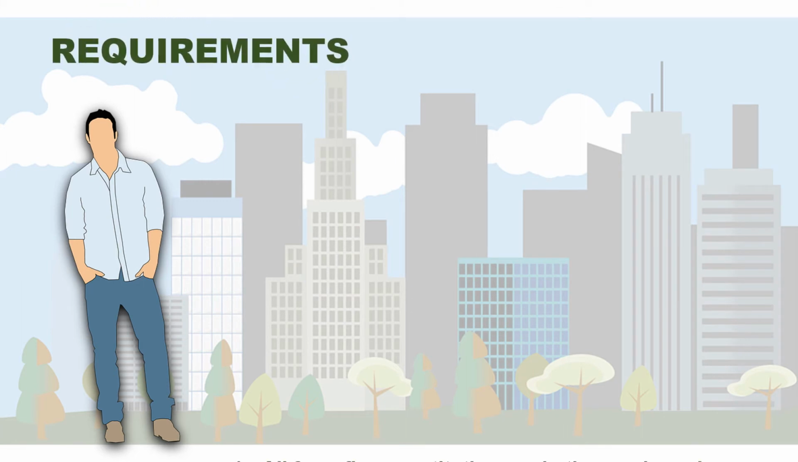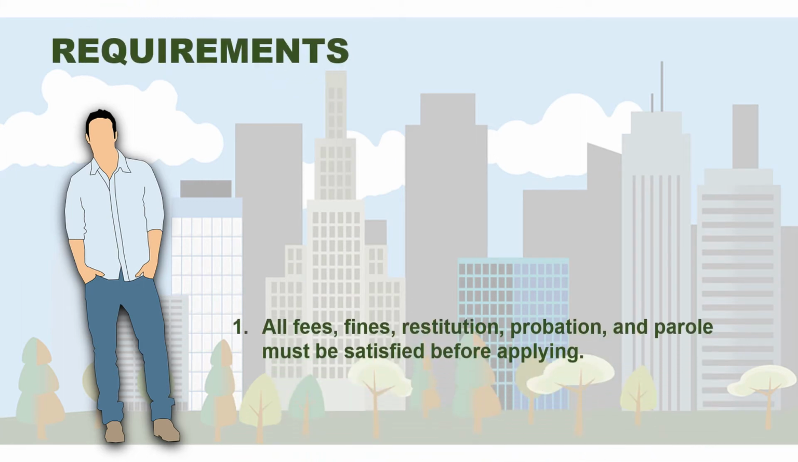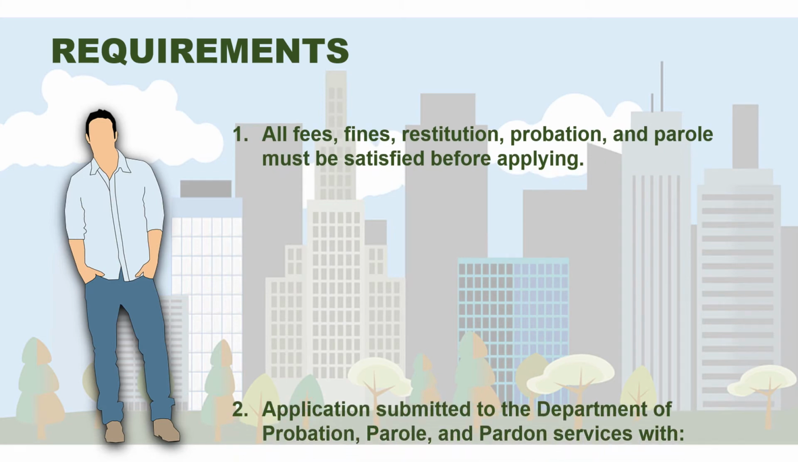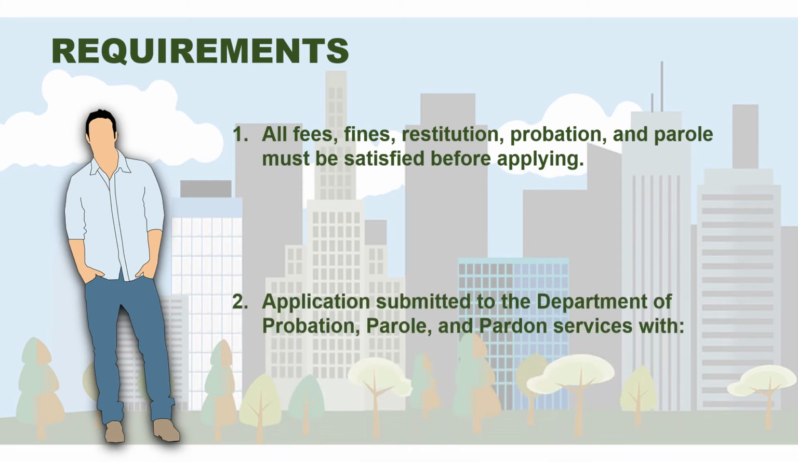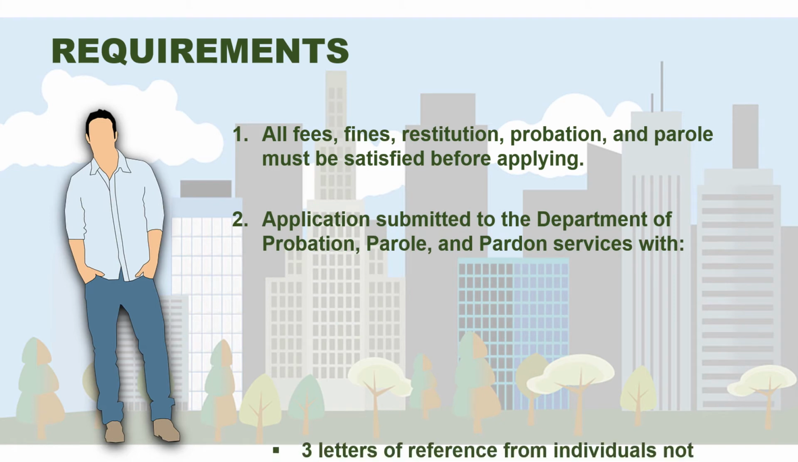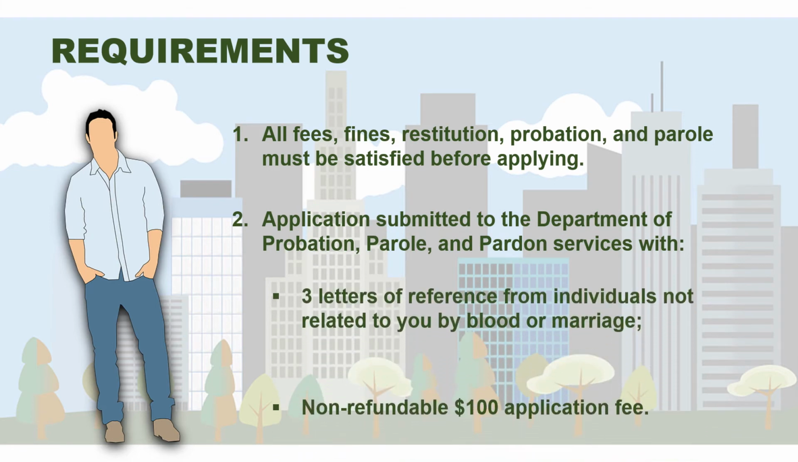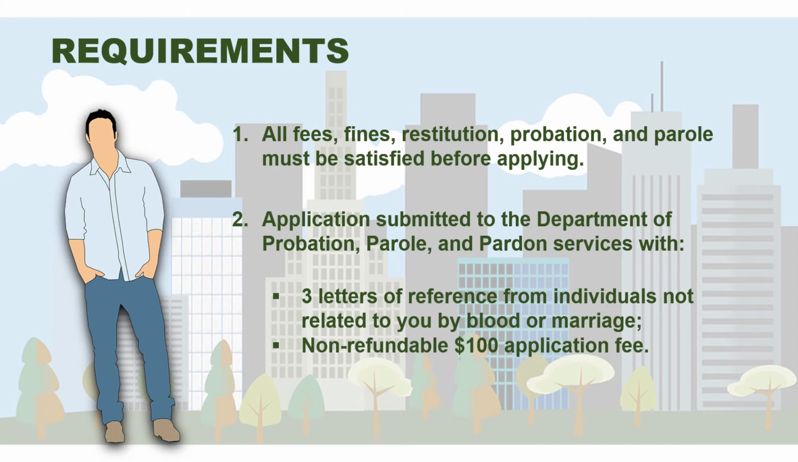Before Joe can apply for a pardon, he must satisfy all fees, fines, restitution, probation, and parole. He can then submit an application to the Department of Probation, Parole, and Pardon Services with 3 letters of recommendation from individuals that are not related to him by blood or marriage, along with a $100 non-refundable fee.